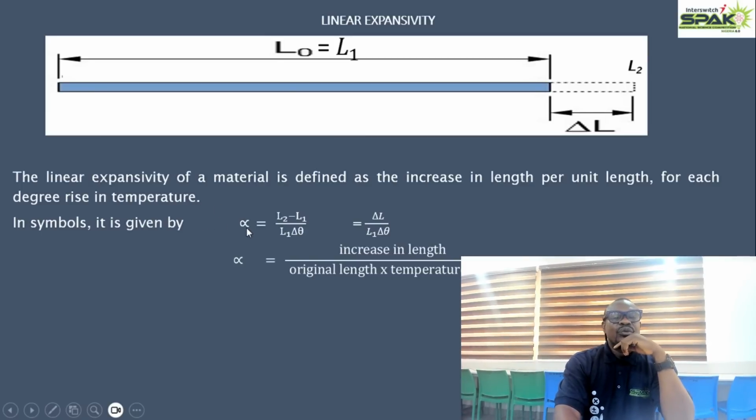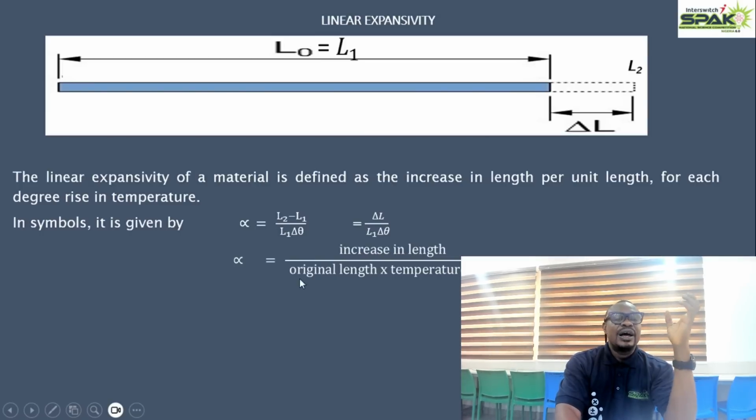So this is what we have. This is the symbol for linear expansivity. We can have it here, L2 minus L1, which has to do with the change in length. L2 is your new length when the heat is being applied or being removed, while L1 is the old length or the initial length. So when you subtract L2 minus L1 when heat is added, or L1 minus L2 when heat is removed, what I have simply means a change in the length. L1 is your original length. So the increase in length over the original length times the temperature difference.